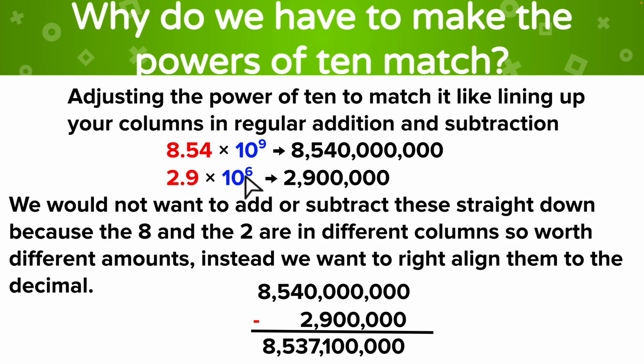Really, changing the number here is just making sure that we're lining up those columns. We're making sure we're talking about the same size number, because this is 8.54 billion and this is 2.9 million. So when I made this a 6 on that last one, I turned it into millions. Now we're talking about the same size number, instead of 2 different size numbers, because billion and million are very different.